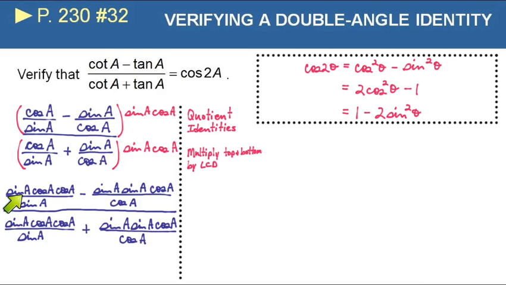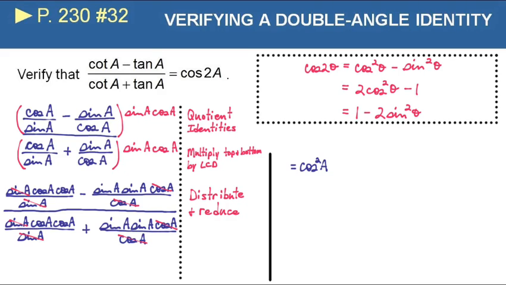Now these here in this first top left fraction, the sines are going to cancel and we're left with cosine times cosine, and here the cosines will cancel, and here the sines will cancel, and here the cosines will cancel. So let's see what that gives us. That leaves us with cosine squared minus sine squared, and in the bottom cosine squared plus sine squared, which we recognize as our Pythagorean identity.